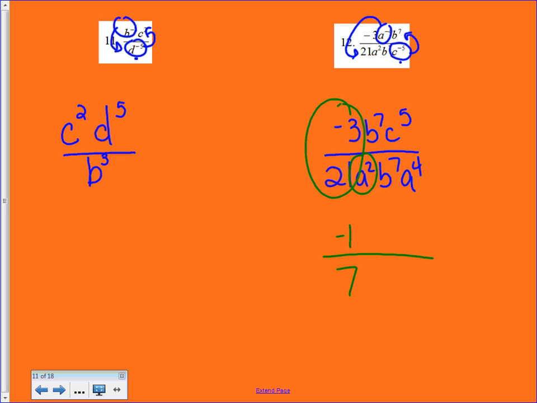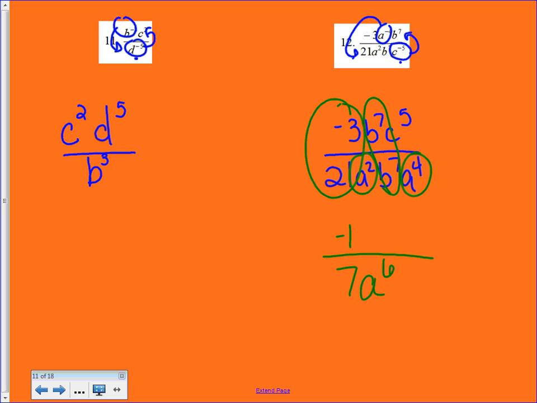Well, my a's on the bottom, I have a squared and I have a to the 4th. Those are basically being multiplied on the bottom of the fraction. So because they're being multiplied, I'm going to use that rule of exponents, and I'm going to add their exponents. Multiplying like bases, you add the exponents. Next thing I see these b's. I see b to the 7th over b to the 7th.